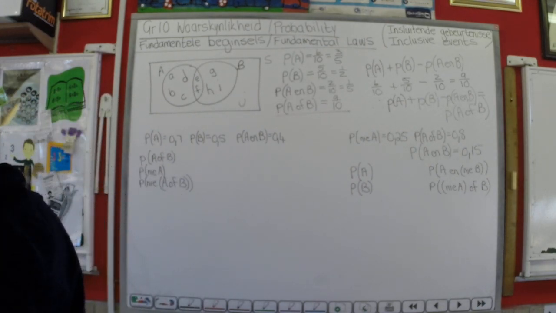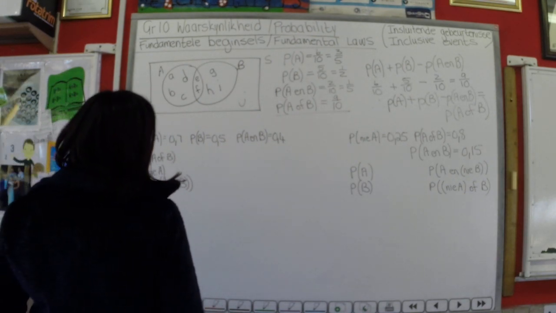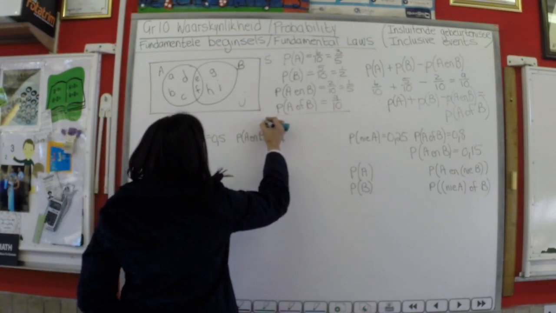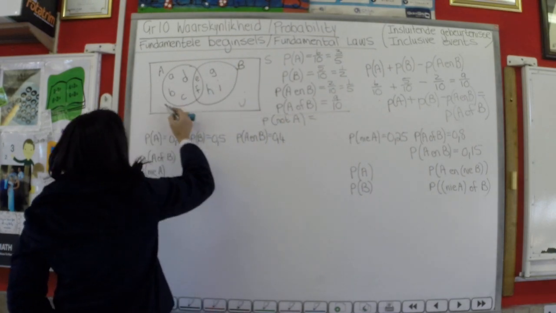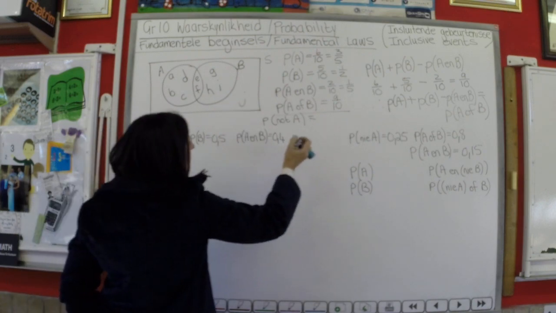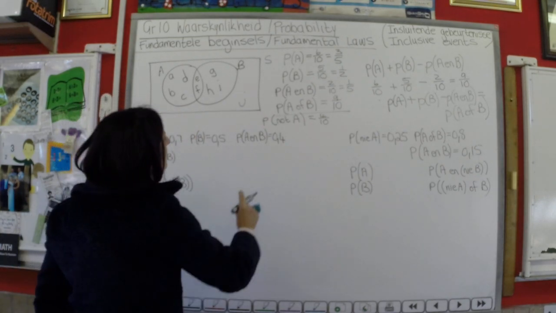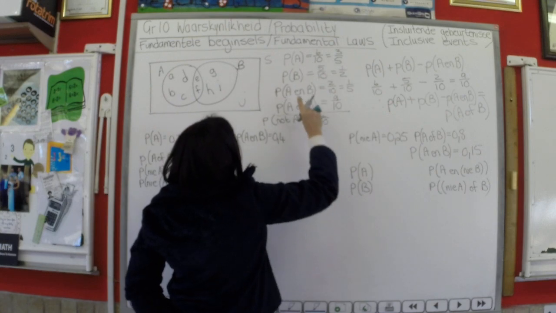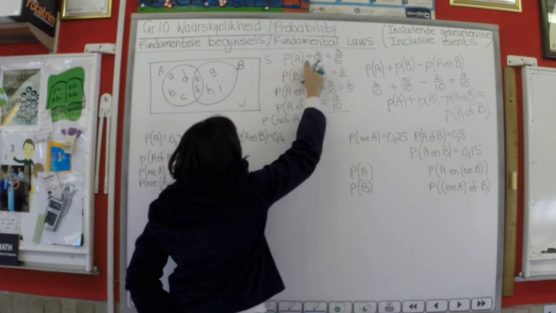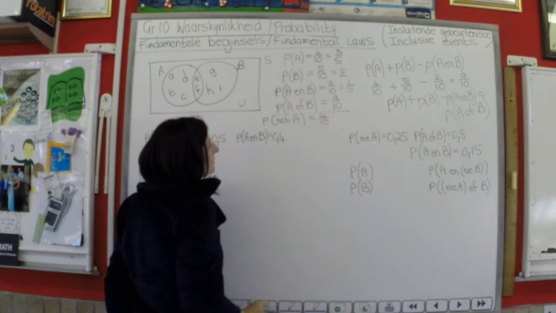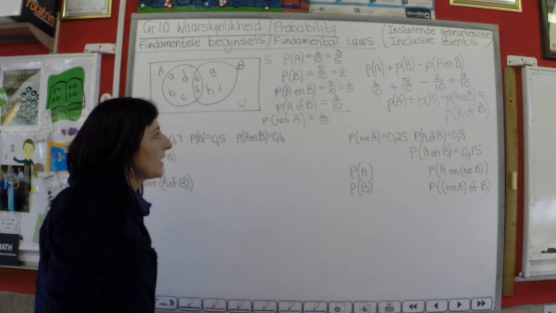The other one that you must know, let's look at everything that's not in A. So let's look at the probability of not A. Not A is 1, 2, 3, 4 out of the 10. If you look at the probability of A, the opposite of that, it's 6 out of 10. So if you add the probability of A and you add the probability of not A, it equals 1.